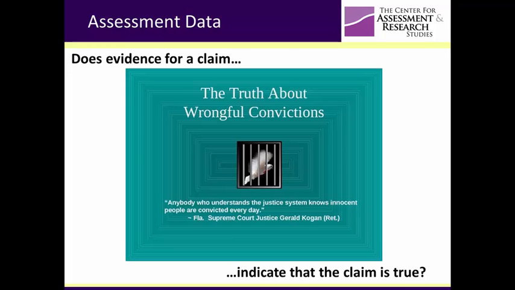So let's talk some about the relationship between evidence and truth. When we think about the distinction between evidence and truth, we can ask, does evidence in support of X, or in support of some claim, indicate that the claim is true? I think the obvious answer would be no. A simple way to think about this is through wrongful convictions. I'm not sure if you can read the quote, but this is a quote from a Supreme Court justice, I think in Florida. It says, anybody who understands the justice system knows innocent people are convicted every day.